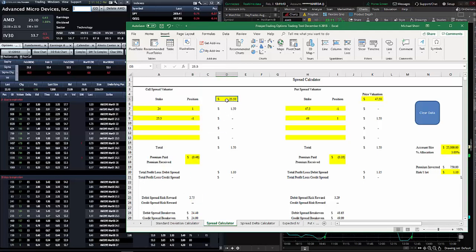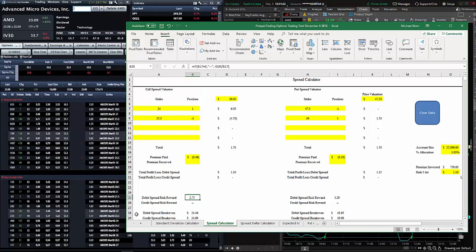What happens if we go up to 30? Well, we're still good, but we capped our gains out at 25.5. So we still make just the $1.50. We still have to pay the 40 cents. The most we can make is that $1.10, and our maximum reward to risk is 2.75 to 1.